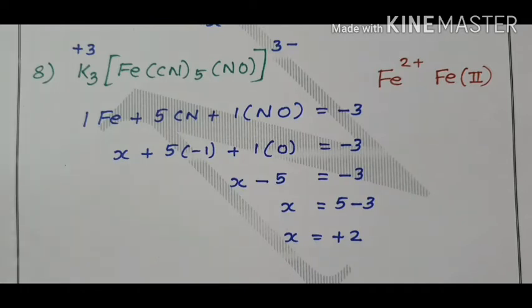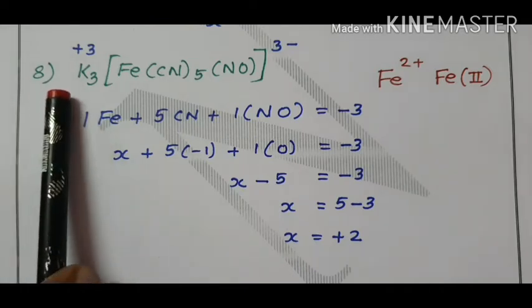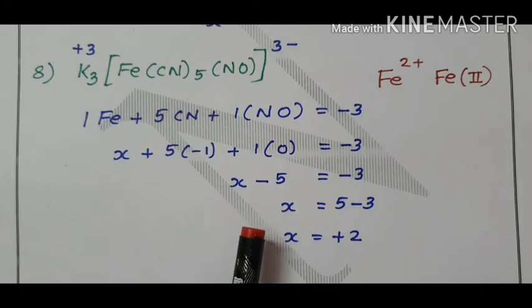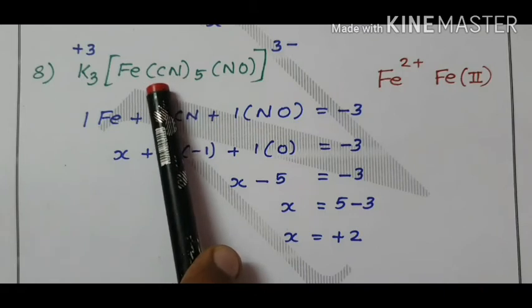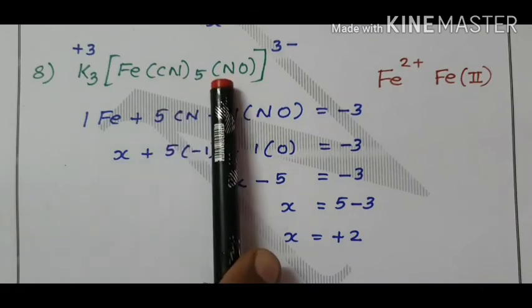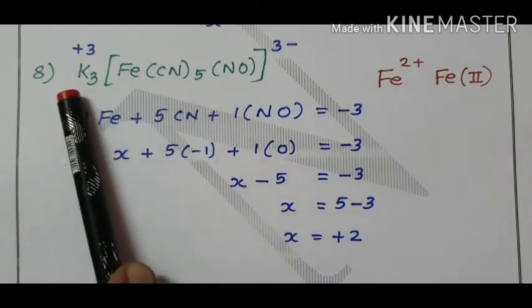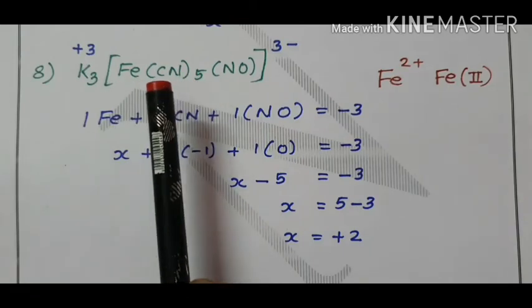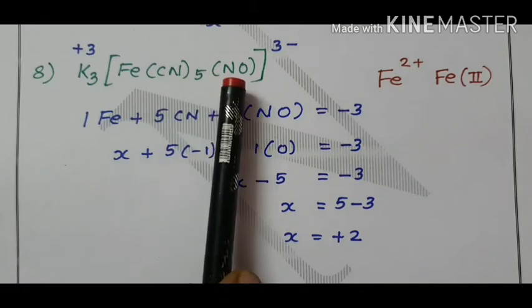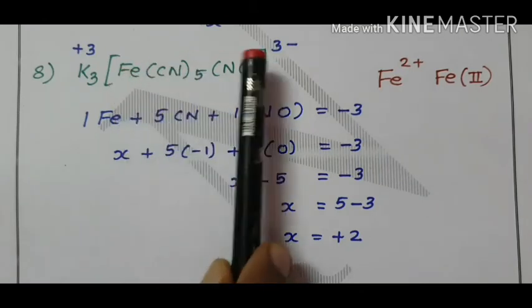Now, how to name this compound? How to name it? This ligand starts with C, cyanido, N, nitrosyl. Potassium pentacyanido-κC nitrosylferrate(II).